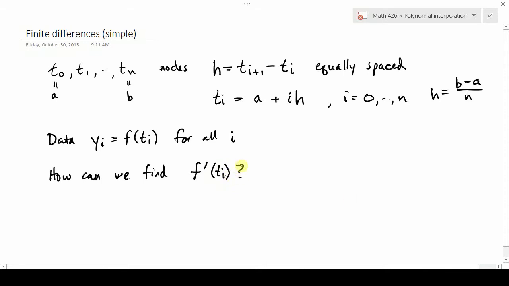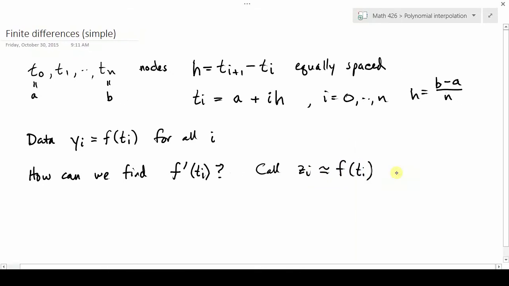Well, just given data, we can't do it exactly. If you think about it, f prime is defined as the limit, right, of a difference as h goes to 0, and we don't have values of the function for all those different values of h. So we can't do a limit, but we can approximate it. So we're going to call z sub i an approximation to f prime of t sub i. And that we can find.